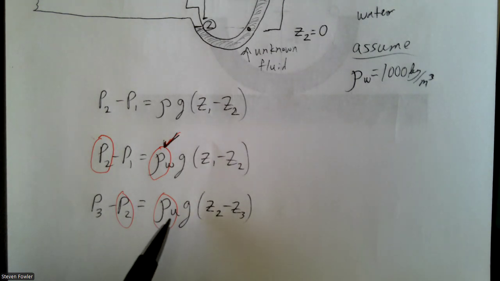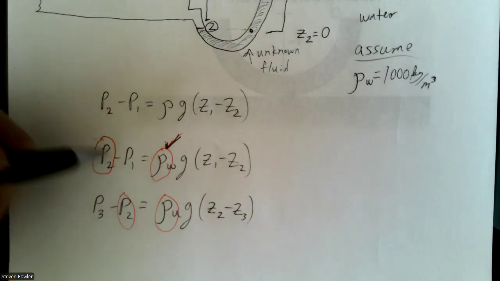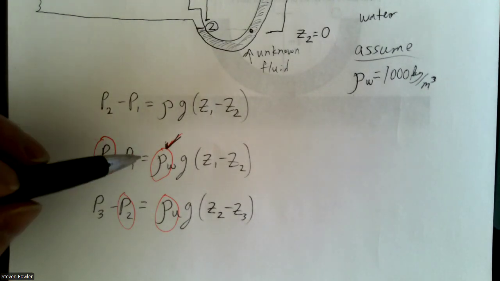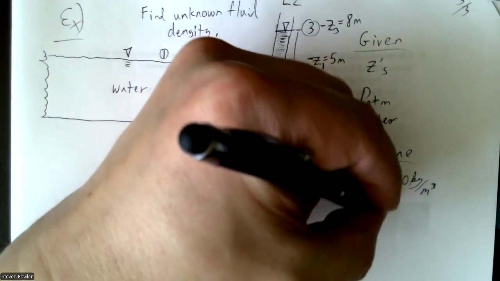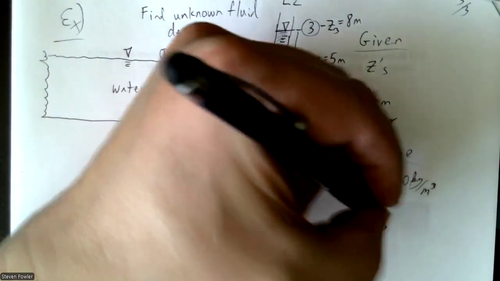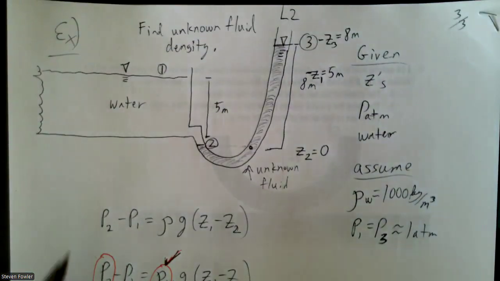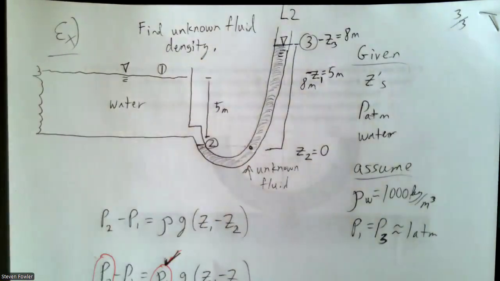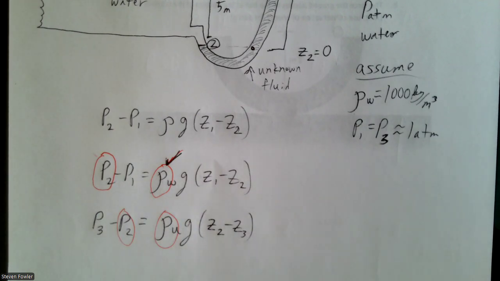I'm looking for the density of the unknown fluid. I've got two equations, two unknowns. Now it's just solve, right? How you do your algebra to get to the density of the unknown is entirely up to you. If you want to find the numerical value for P2, plug in all the things we know. By the way, P1 and P3 are essentially one atmosphere. It's not really an assumption because that's given to us. P1 and P3 are both known. They're open to the atmosphere, so the pressure at those points is atmospheric.